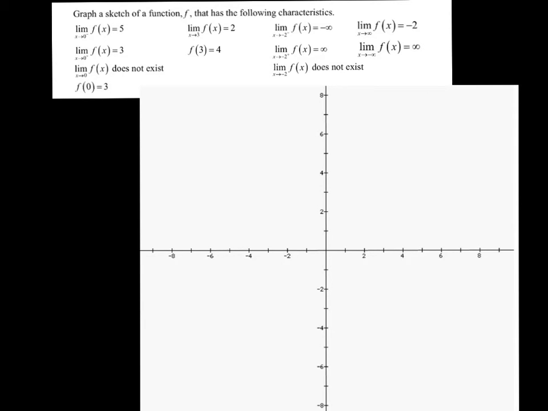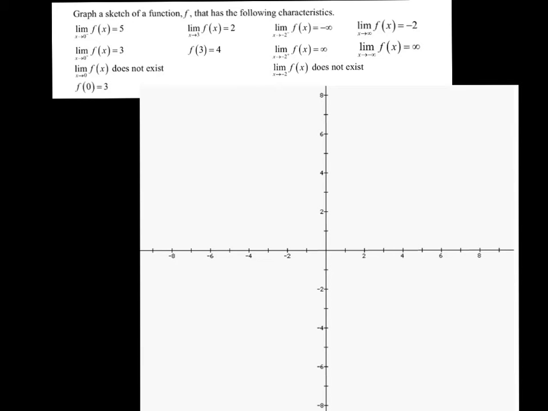Okay, now for the truly fun part. If you really understand limits, this is actually kind of fun to do. So we're going to take our time and I'm going to show you some methods that I use. They're going to give us a bunch of characteristics of a function, and our goal is to graph this function. So the first thing I do is I look for the really easy pieces.